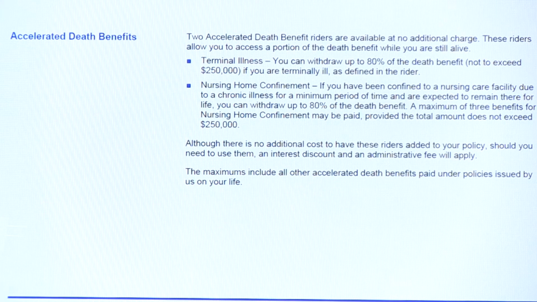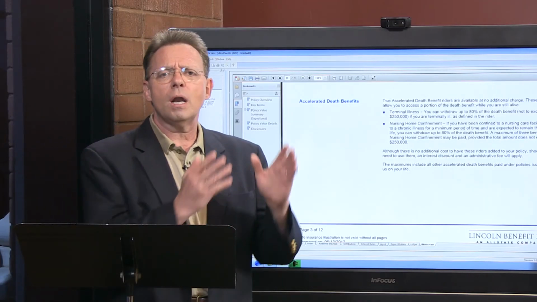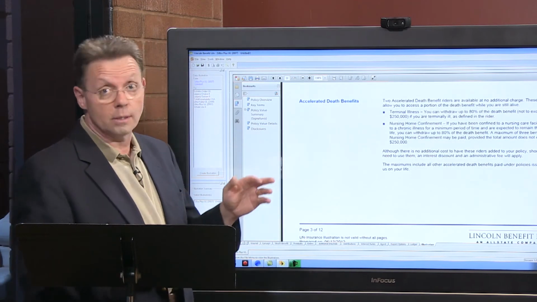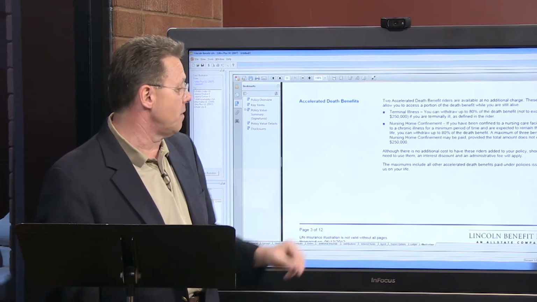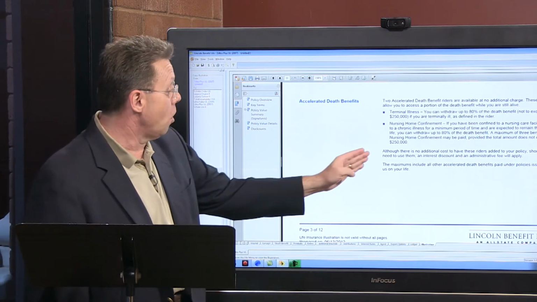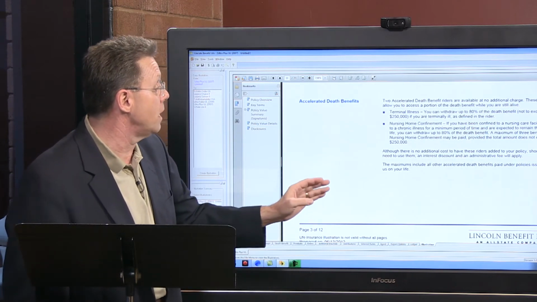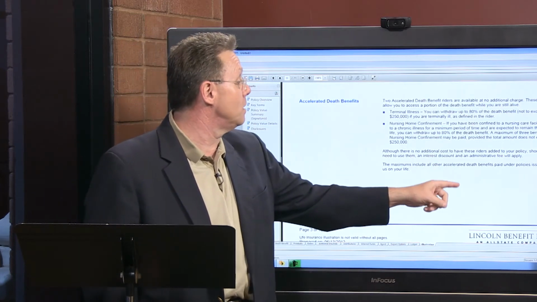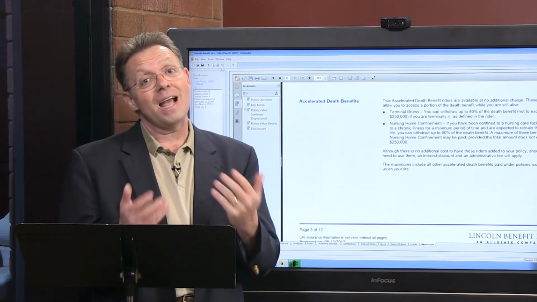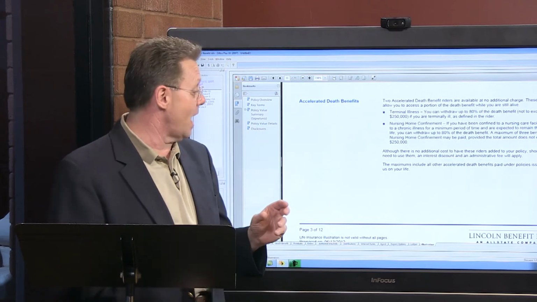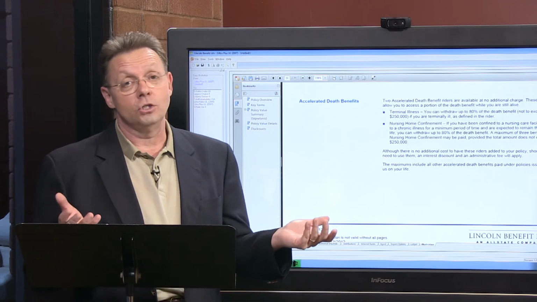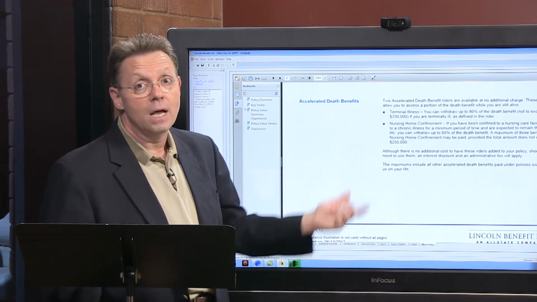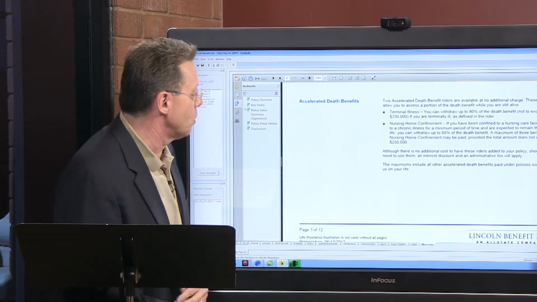These are nice little perks. You're saying, well, I thought I bought the life insurance for a death benefit. Well, it has two, in this case, some of them have more, two living benefits that you may want to look at. And remember, although there's no additional charge for these riders and they're added to your policy, should you need them, an interest discount and an administration fee will apply. So if you have to access this, there's going to be a charge for that. But I say, hey, I don't think I'm going to do that. It costs me nothing to go ahead and have this online. And if I have to pay a little bit of fee, I think that's totally worth it.